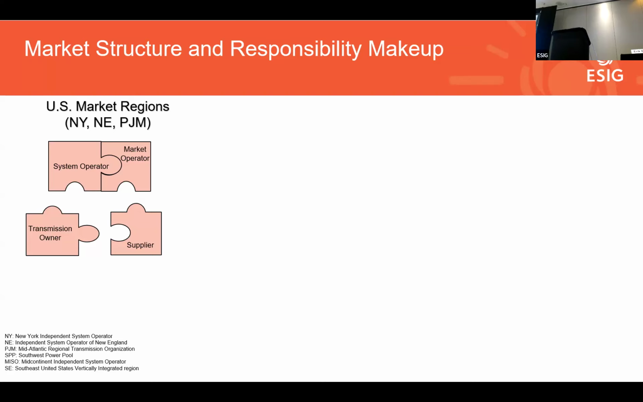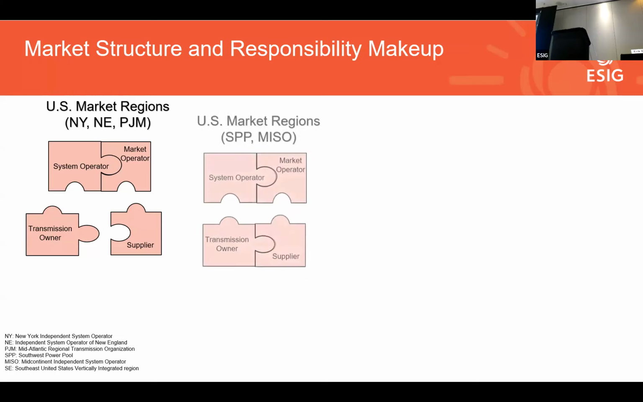And then we have a transmission owner as well as a distribution owner, and those could actually be separate as well. And then a supplier. So the market participant, the resource that's supplying energy, are separate entities in these restructured regions, primarily in the Northeast US, but also in Texas and other parts of the country.